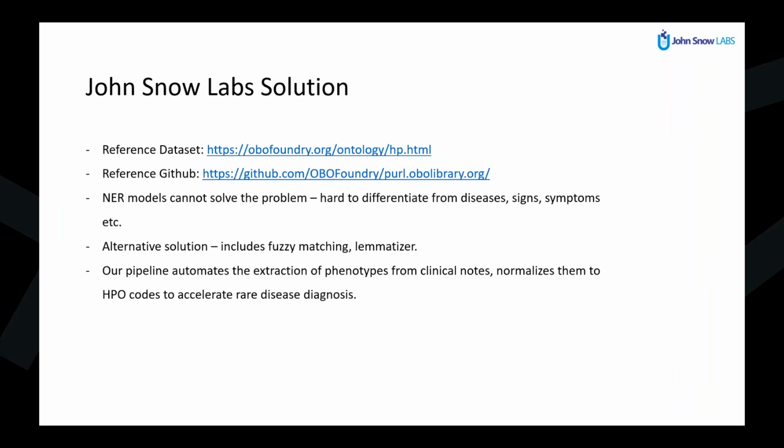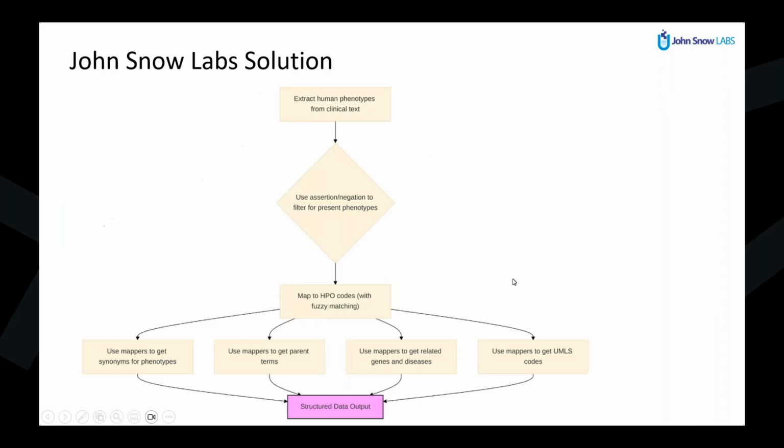The pipeline at the end, I'm going to go to the notebook to work on it, but the stages will be: we get the phenotype, then get the HPO codes from them, and if needed, we will map them to other things, like the synonyms, parents, UMLS codes, and similar, and genes and gene-related diseases in the other stages. So yeah, that's what I was trying to say.